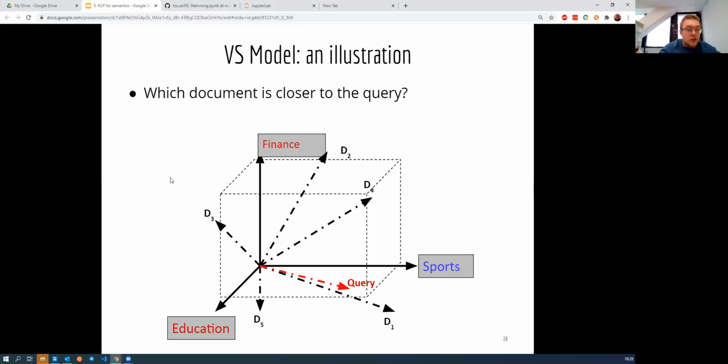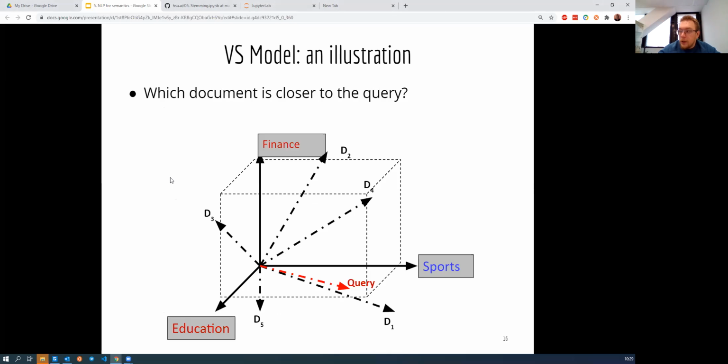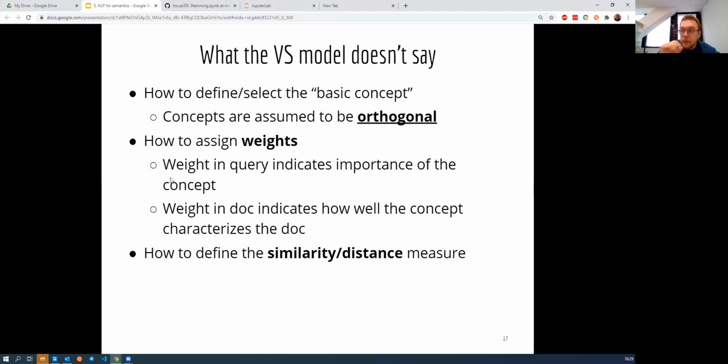So yeah, let's go through this fast. This is the multidimensional space in terms of three concepts: education, finance, sports. There are some texts represented in the space of these concept vectors. And you see that there's a query, which is very collinear to the sports education vector.